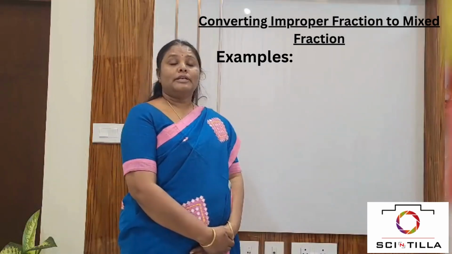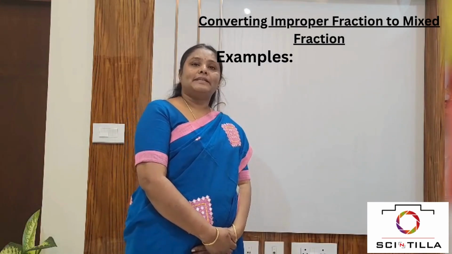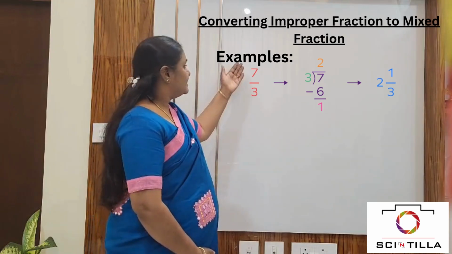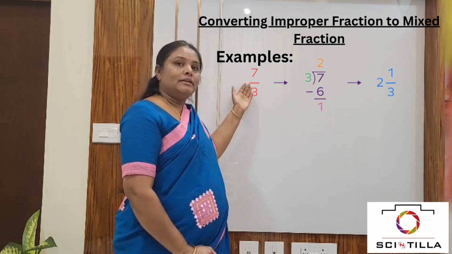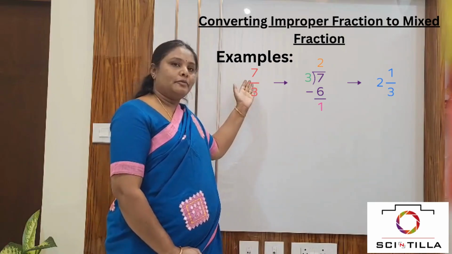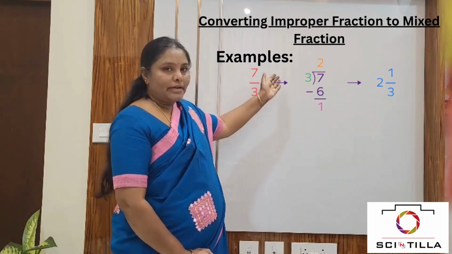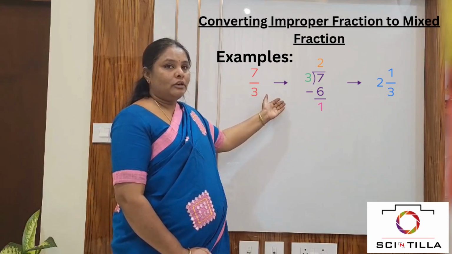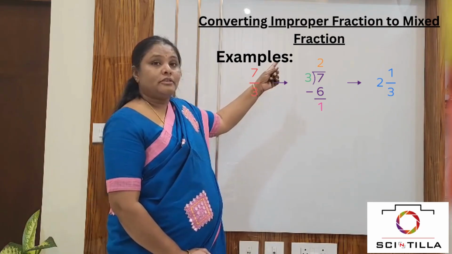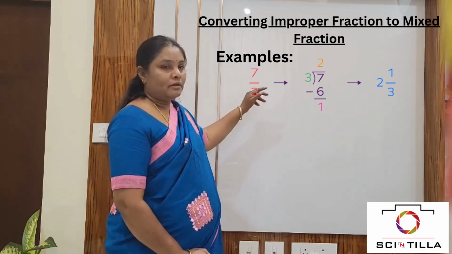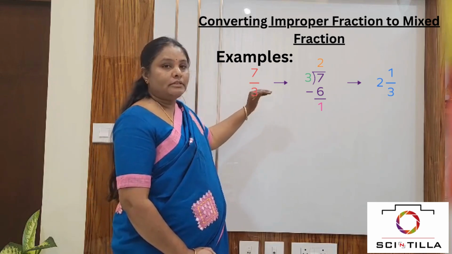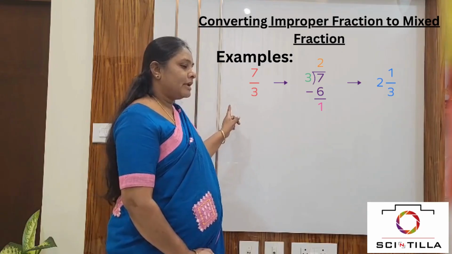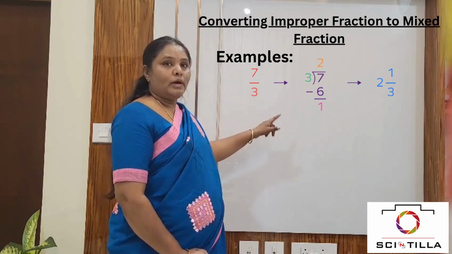Let us see a few more examples of how to convert for a better understanding. Let's take 7 by 3. Again, 7 is greater than 3. So, obviously it's an improper fraction. Now divide. 3 2s are 6. What is the remainder we got? 1. So, what is the quotient? 2. The 2 is our whole number. The remainder 1 is our numerator. And then 3 is our denominator. So, this 7 by 3 fraction is written as 2 and 1 by 3.